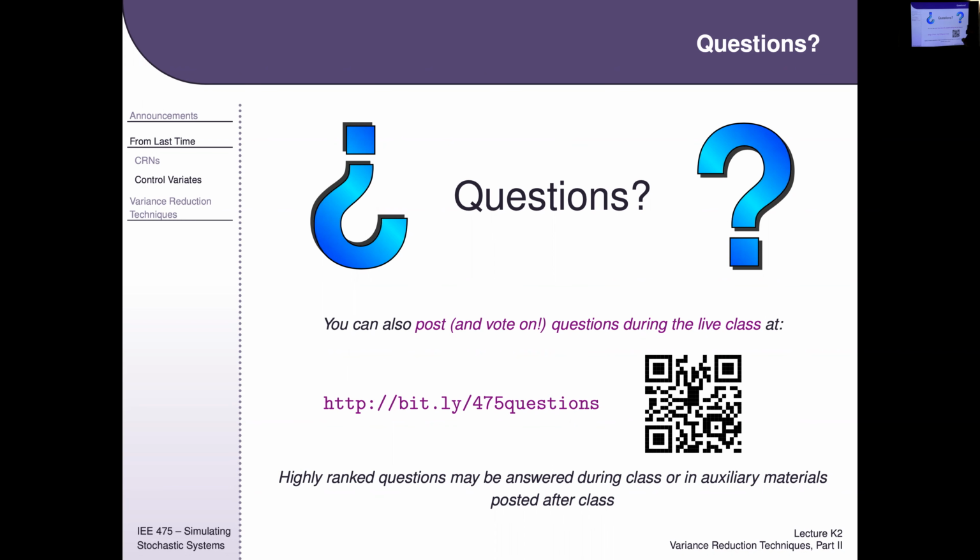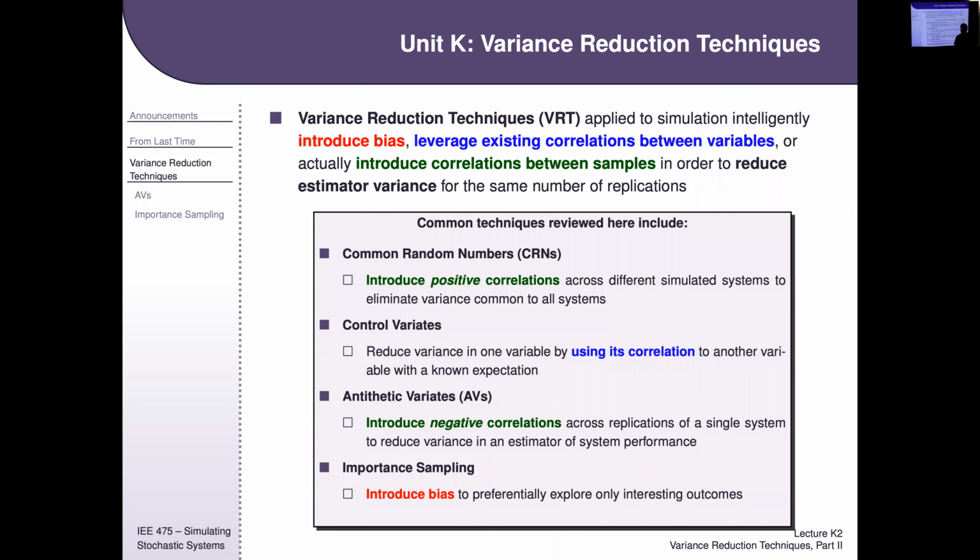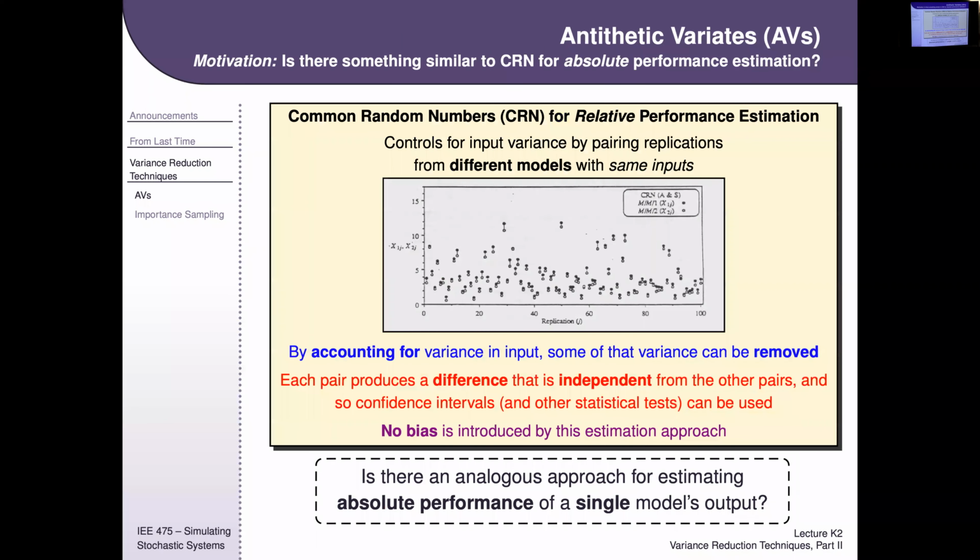All right, so those are the two VRTs that we start with. Now we get into a little bit more exotic VRTs, antithetic variates and importance sampling. And so let's just hop right into it. So we started out with common random numbers. This is a way for us to better estimate relative performance of two different models by reducing the variance. What if we wanted to better estimate absolute performance of a single model? Is there a common random numbers analog to that? Can we do some trickery with random number seeds that allows one model to have a much more precise estimate?